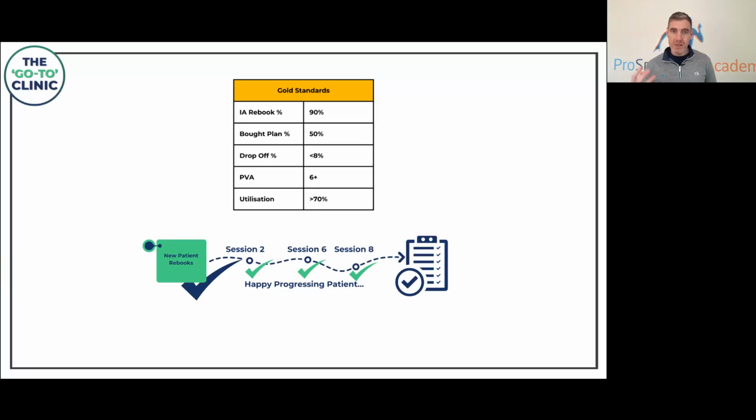And the metrics take the emotion out of the decision making. The metrics are the output telling you what happened and what key activities happened or did not happen in your business. Now, over the past few episodes, we covered IA rebook percentages and how to improve your package conversions. Now we're going down to your drop-off percentage.